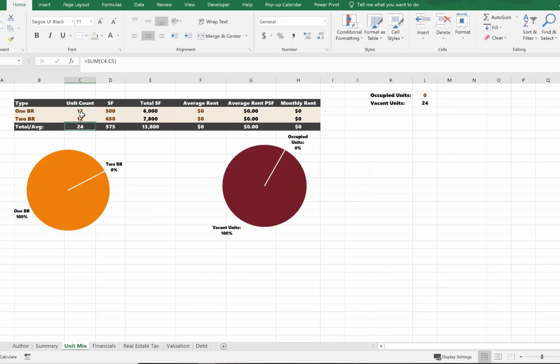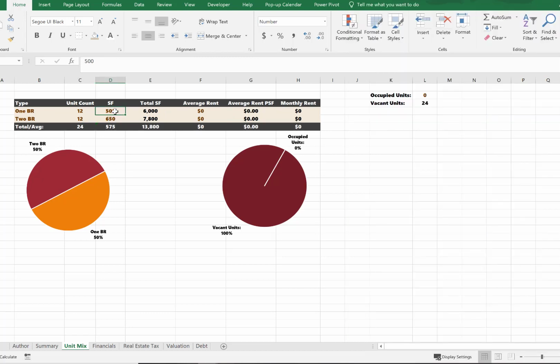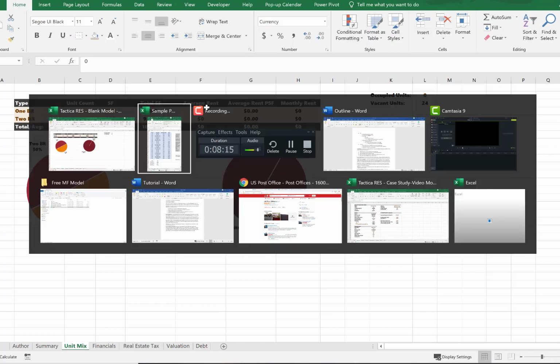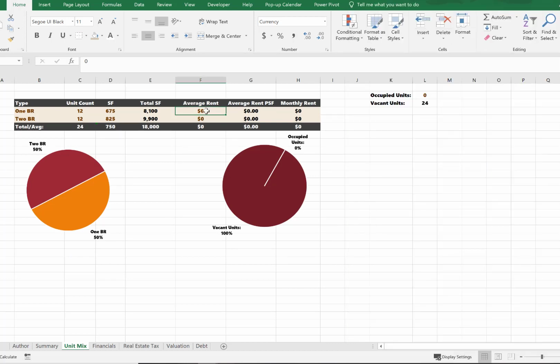You can see the pie charts below starting to populate. Square footage, if we go back and check, the square footage for the ones is 675, and for the twos, it's 825. I'm going to enter that in. And then we just need the average rents, which are $840 and $942. So our unit mix is complete. We can see 24 total units, average square footage 750, 18,000 total square feet. The average blended rent is $891, rent per square foot, total monthly rent.